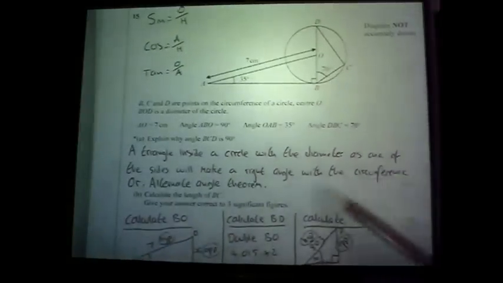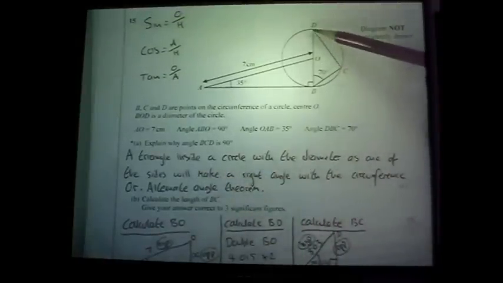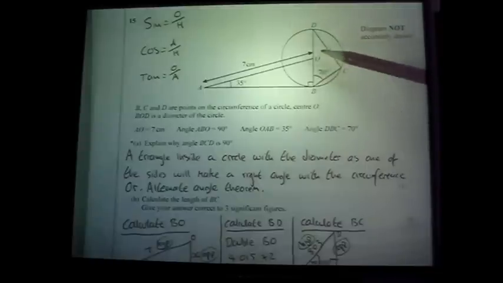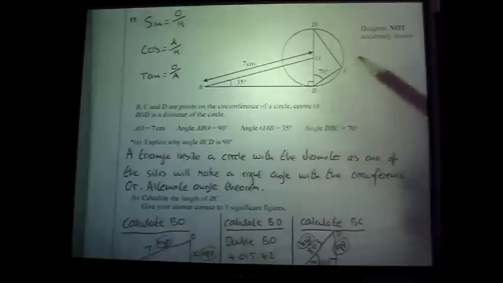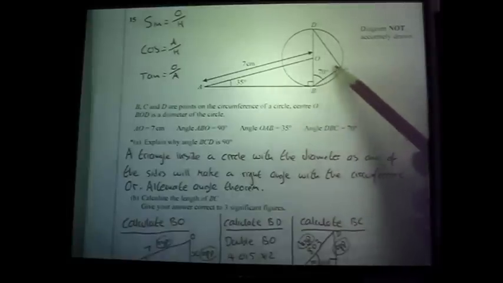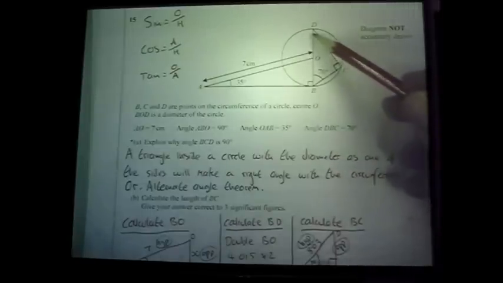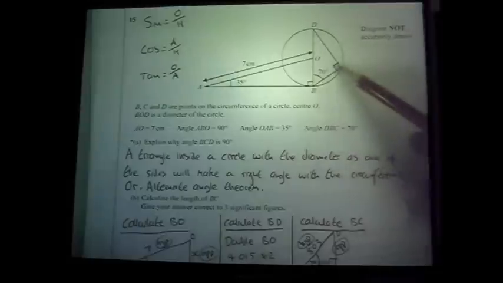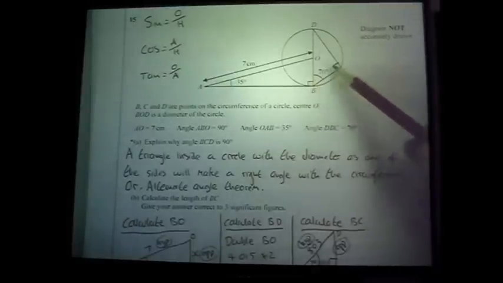Okay, a couple of things here. A triangle inside a circle with a diameter as one of its sides, so that's one of its sides there, will always make a right angle with the circumference if it makes a triangle. For those of you who know your circle theorems, it's actually called the alternate angle theorem. Well, the alternate angle theorem is that this one here is equal to this one here. So there's two things you can say. You can say that if one of the sides is the diameter, then if it makes a triangle, it's always a right angle, or the alternate angle theorem. So that one is the same as that one.